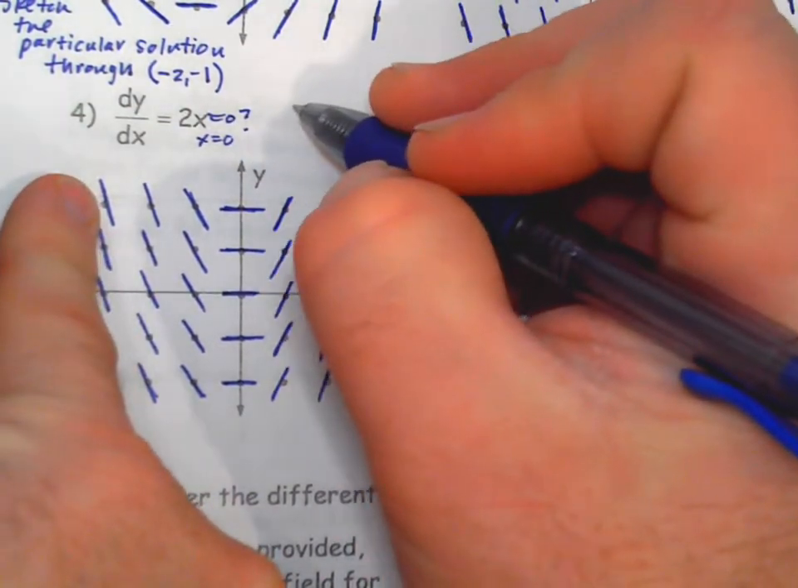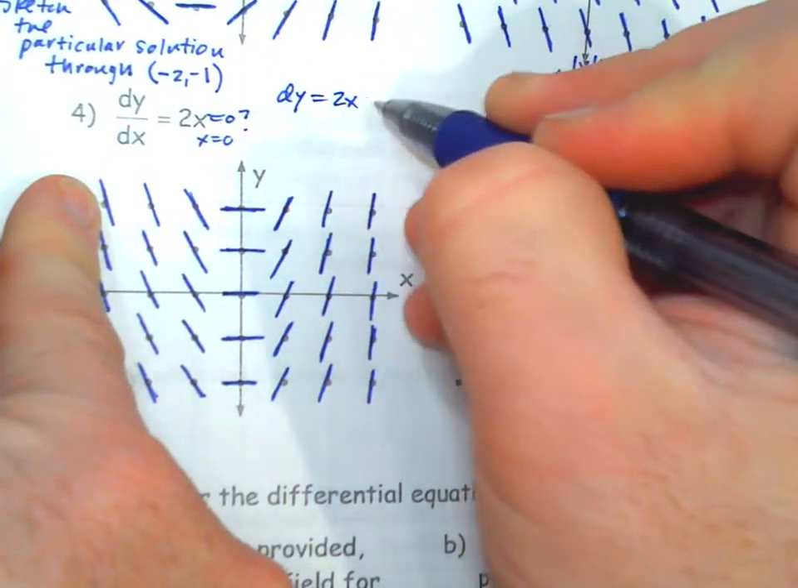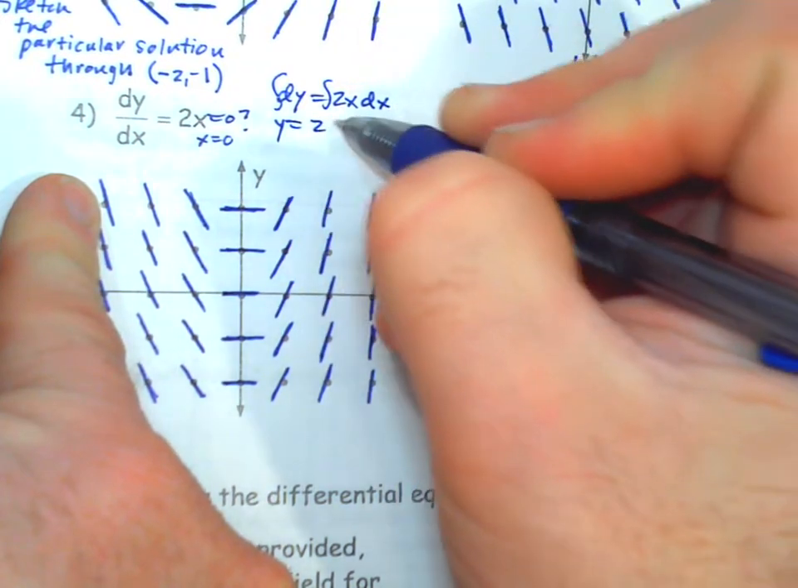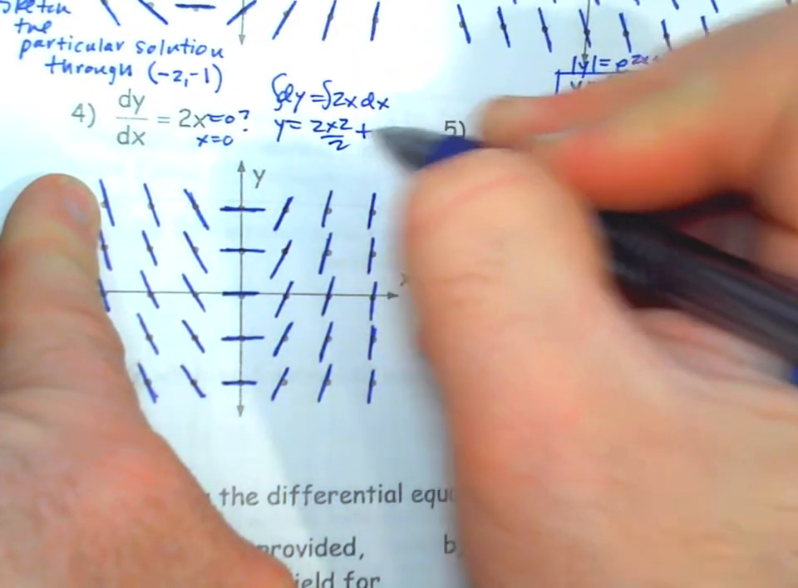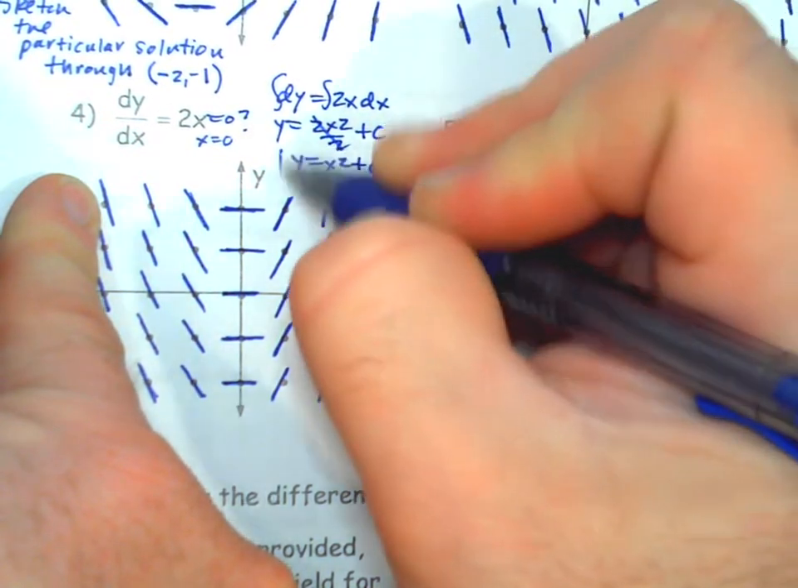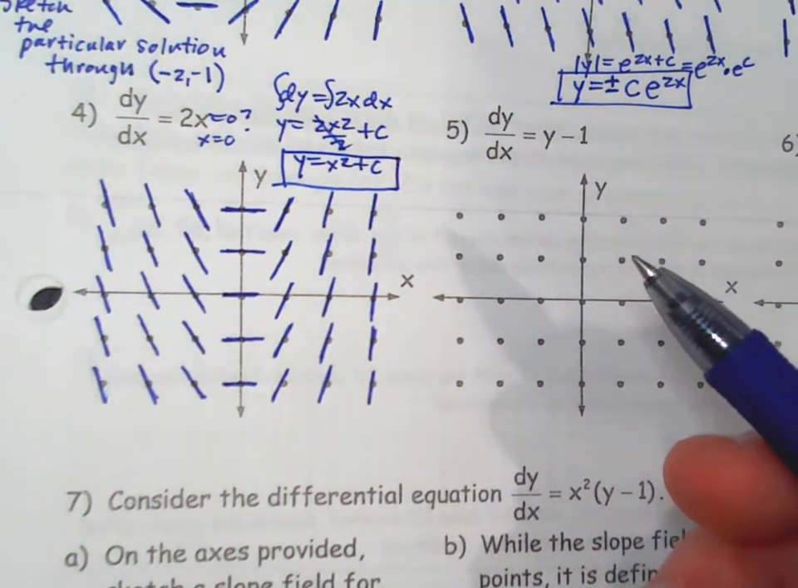Let's separate the variables. This one's actually pretty easy to separate because there are no y's. So you just move the dx to the right side. We integrate both sides. 2x squared over 2 plus c. So y equals x squared plus c is the general solution. We don't have an initial value, but those are parabolas, a bunch of parabolas.